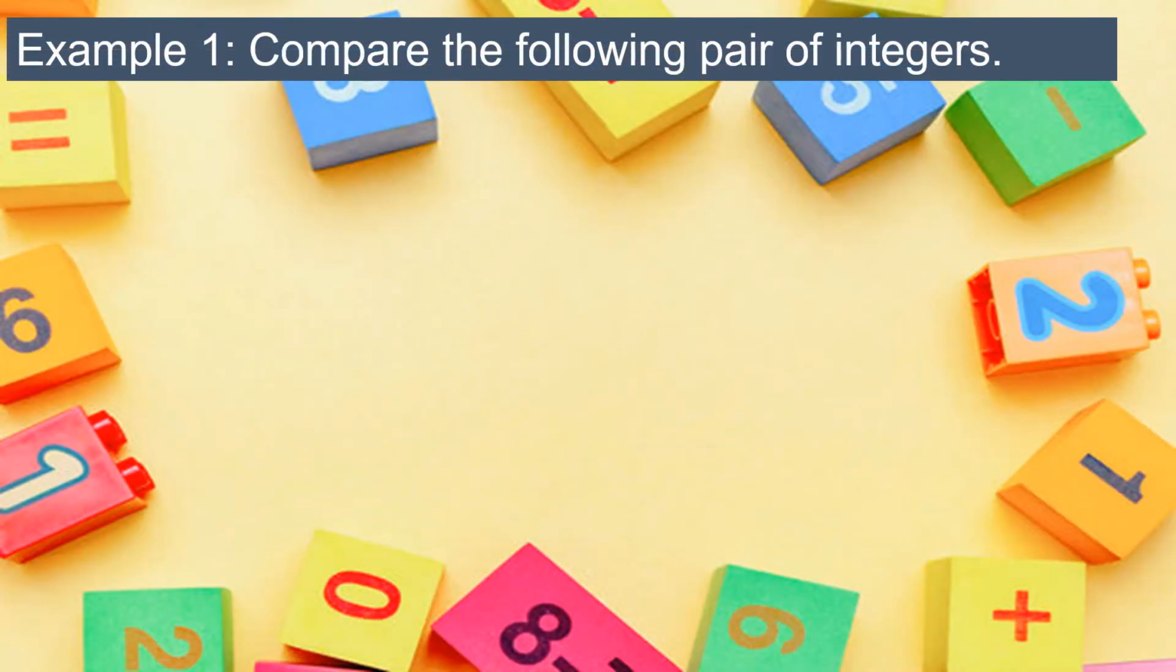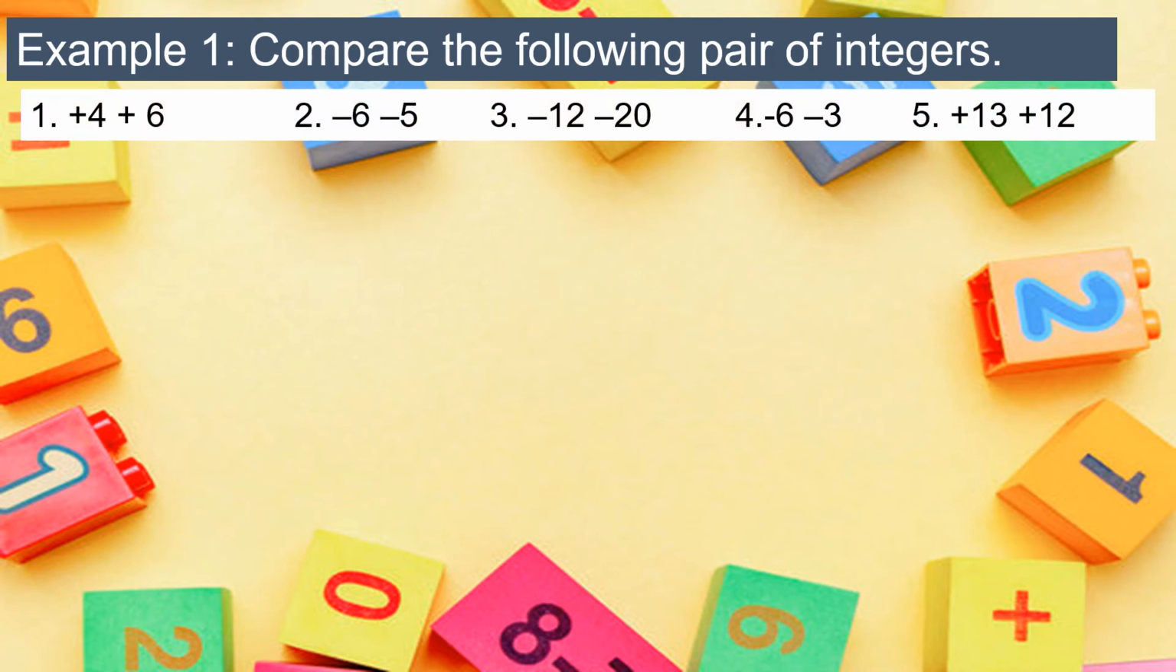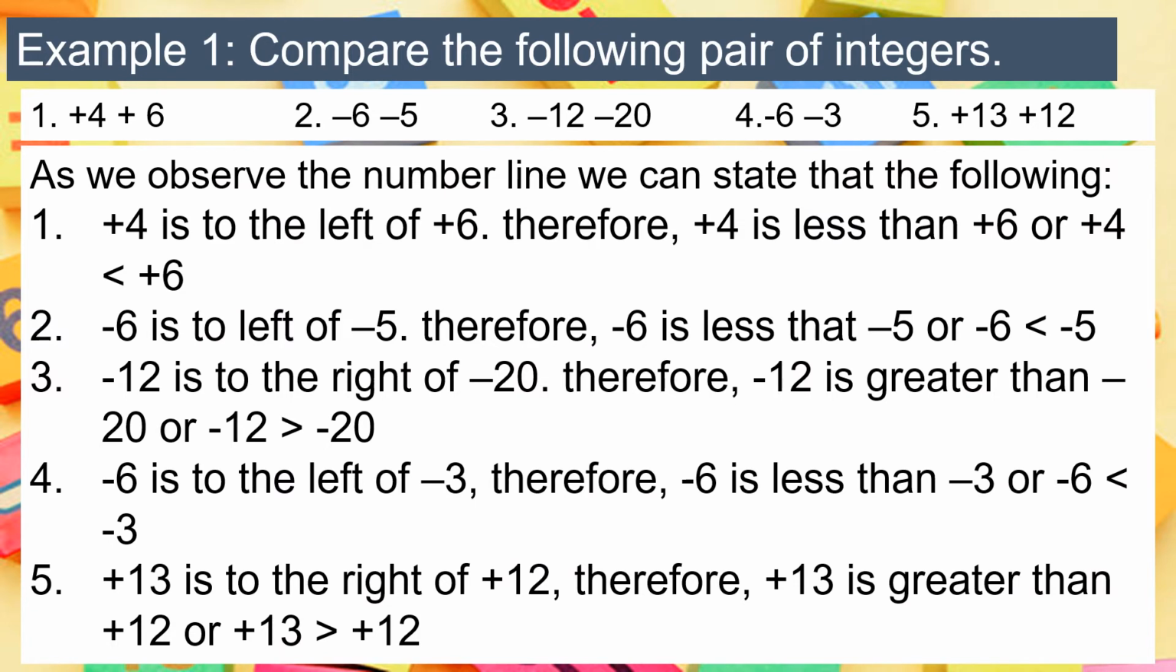Example number 1. Compare the following pair of integers. Number 1, positive 4, positive 6. Number 2, negative 6, negative 5. Number 3, negative 12, negative 20. Number 4, negative 6, negative 3. Number 5, positive 13, and positive 12. So, as we observe the number line, we can state the following. Positive 4 is to the left of positive 6. Therefore, positive 4 is less than positive 6.